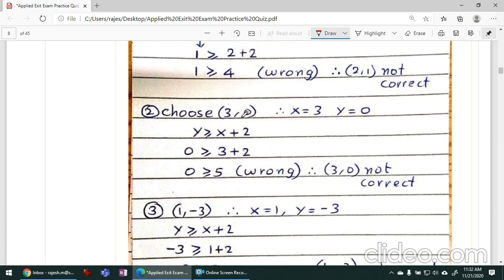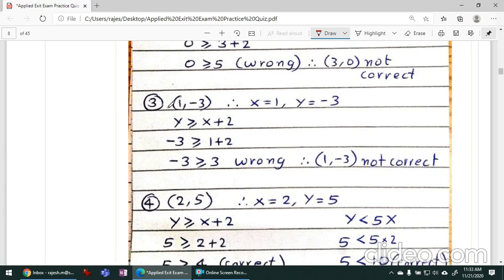Now you choose 3 comma 0. So x is 3, y equal to 0. Same inequality. So x is 3, y is 0. So 0 more than or equal to 5. That is also wrong. So this is also not correct. Now you take the third answer, 1 comma minus 3. Okay, x is 1 and y is minus 3. So y is minus 3, x is 1. So minus 3 more than or equal to 3 is wrong. So this is also not correct.